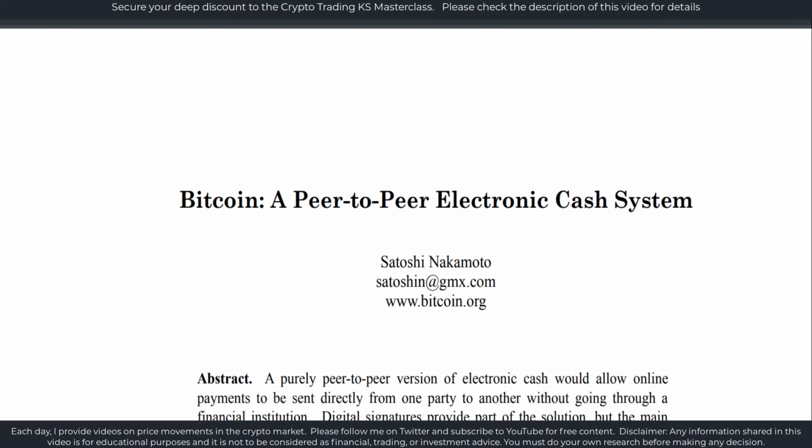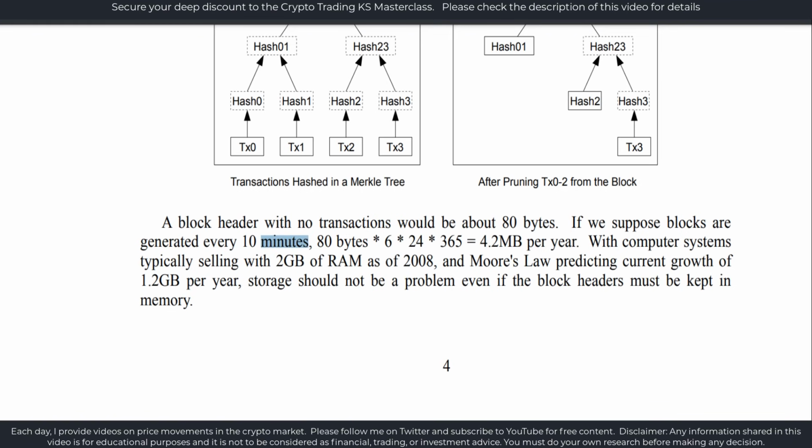Now, why is that? If we go to the white paper of Bitcoin put out by Satoshi Nakamoto and search for minutes, we get 1 hit. A block header with no transactions would be about 80 bytes. If we suppose blocks are generated every 10 minutes, that's where it came from.